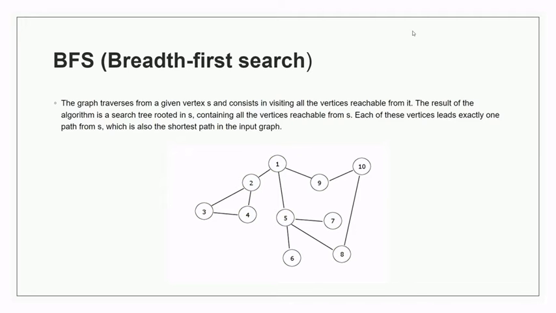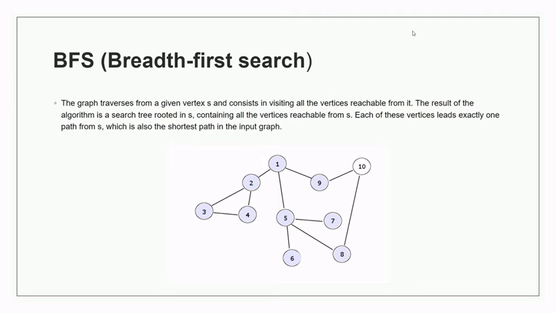BFS, breadth first search. This is the second, completely different way of searching a graph. We use the queue method to implement this algorithm. How does it work? Let's start our search from vertex number 1. We put it into the queue and we follow the rule. We put all the connected vertices into the queue. The queue now looks like 1, 2, 5, and 9. Then we leave vertex number 1 by removing it from the queue. Now we have 2, 5, and 9.